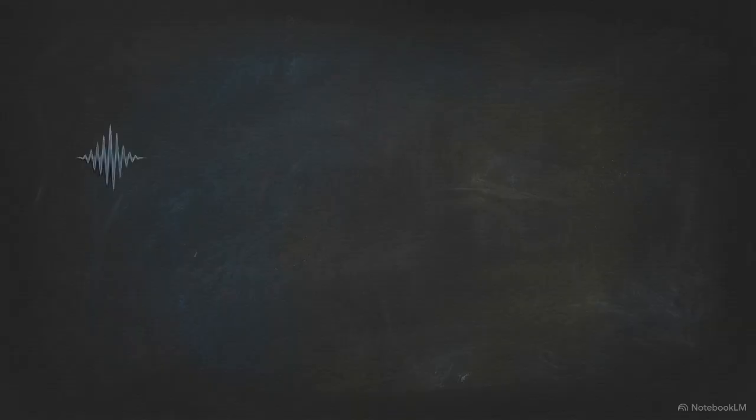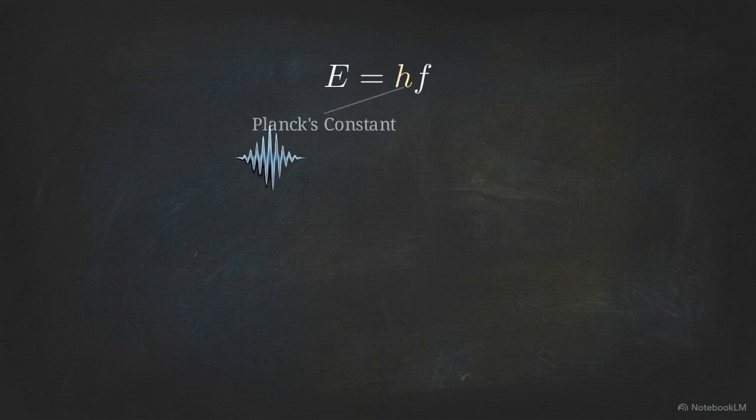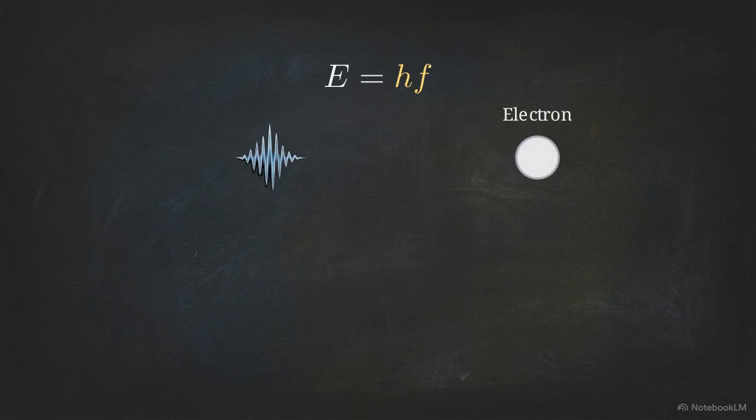Returning to Einstein's model, the energy of an incoming photon is defined by the equation E equals hf, where h is Planck's constant and f is the frequency. In quantum mechanics, energy transfer is an all-or-nothing event.